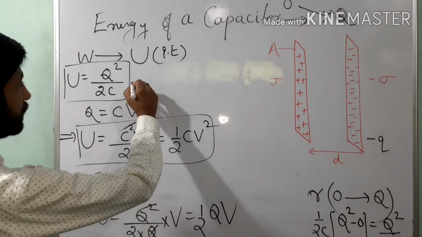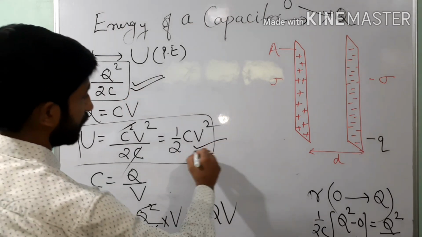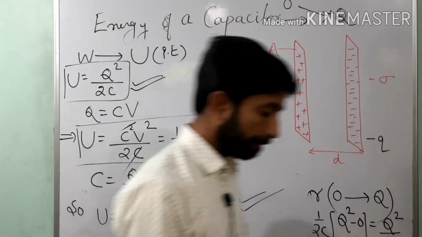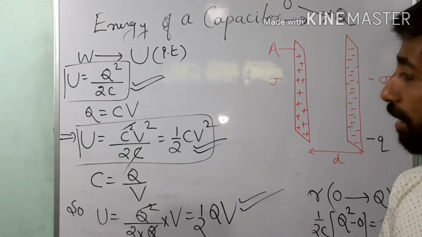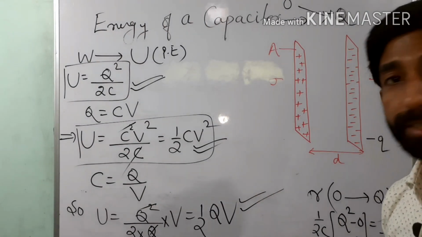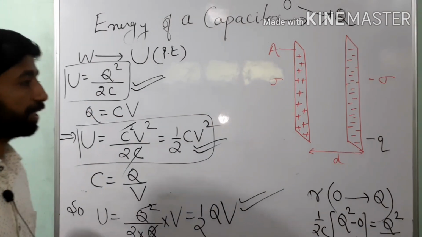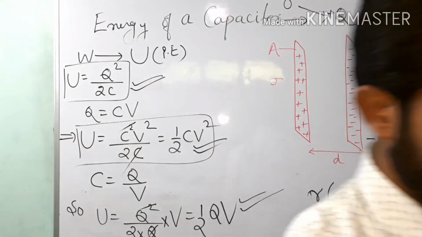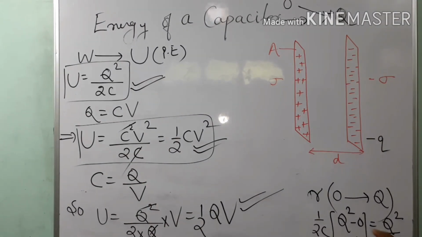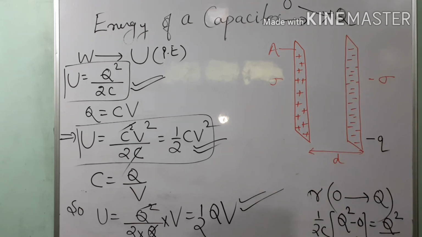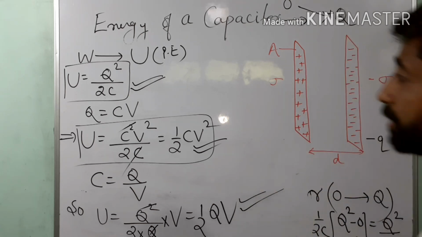So these are the three expressions for the potential energy. Okay, so this is the target completed or acquired, that is the expression for the electrostatic potential energy of a parallel plate capacitor. Okay, so please note this down.